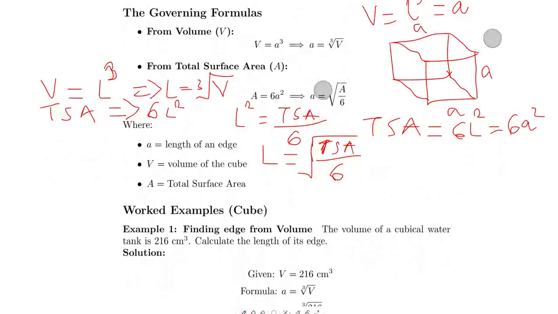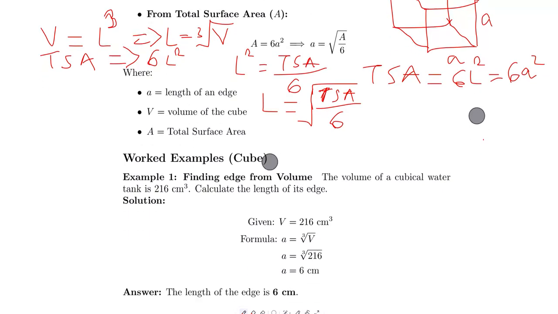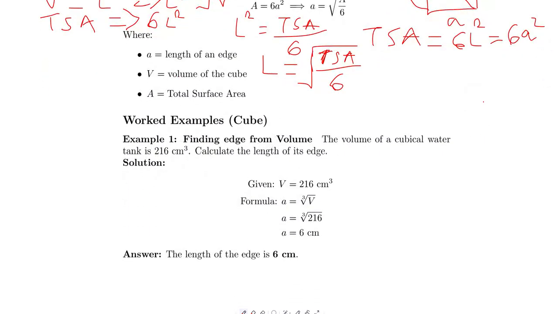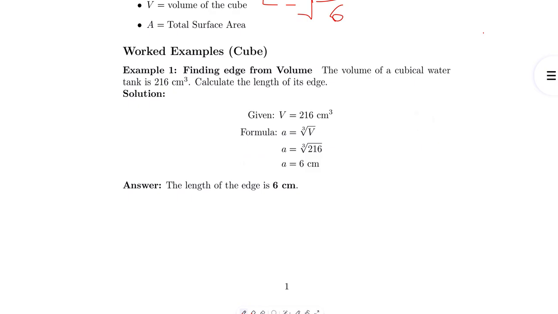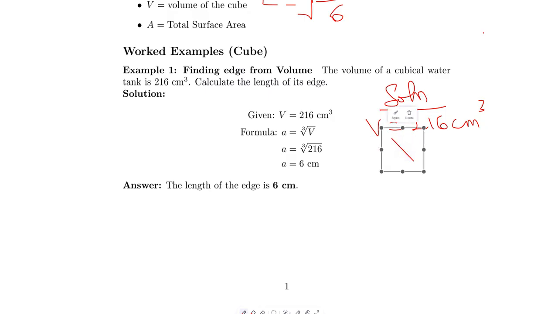Alright. So now let's see an example. Look at this example. It says find the edge. So we want to look at two parts. We are assuming that here we have the volume. Your solution is the volume of a cubical water tank. Volume is equal to 216 centimeter cube. Anything volume deals with cube. Then calculate the length. You want to find the length.